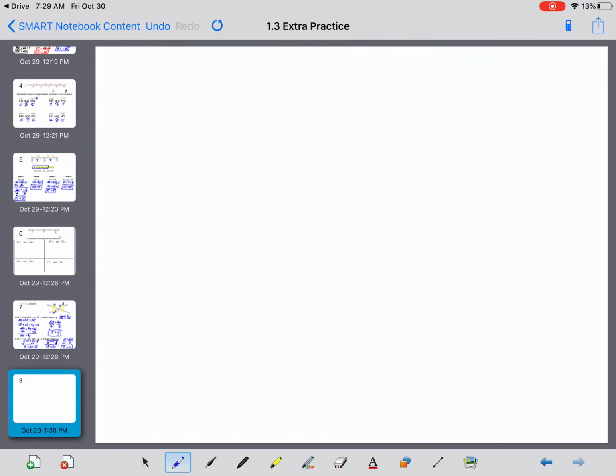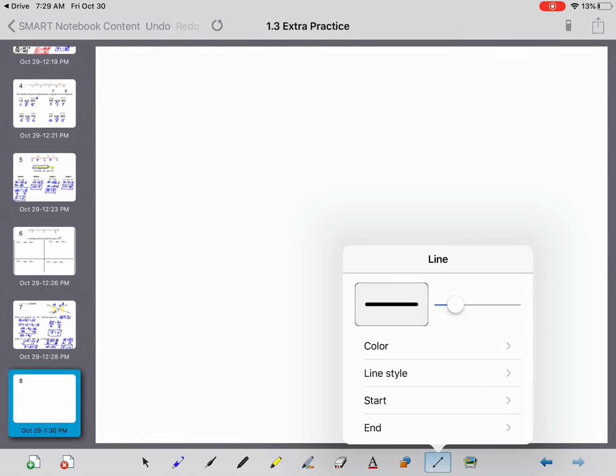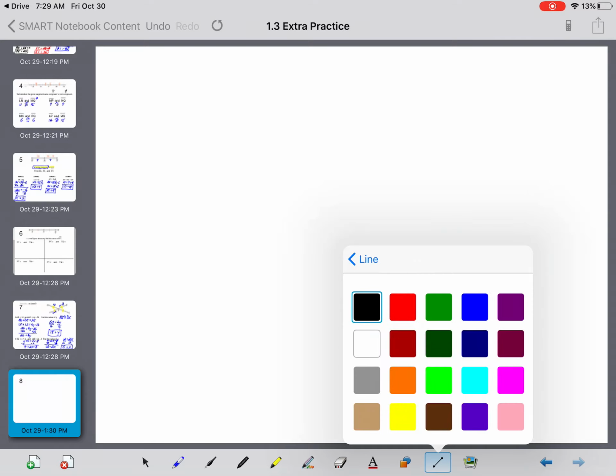All right, if you guys want a challenge problem, okay, challenge problem. Try and solve this one, and I'll give you some extra credit.